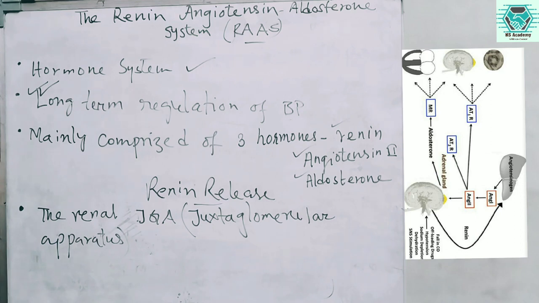So how is the renin secreted and why is the renin secreted? Basically the JG apparatus secretes renin in response to some factors. What are the factors? The factors are reduced sodium delivery to the distal convoluted tubule, detected by the macula densa cells.